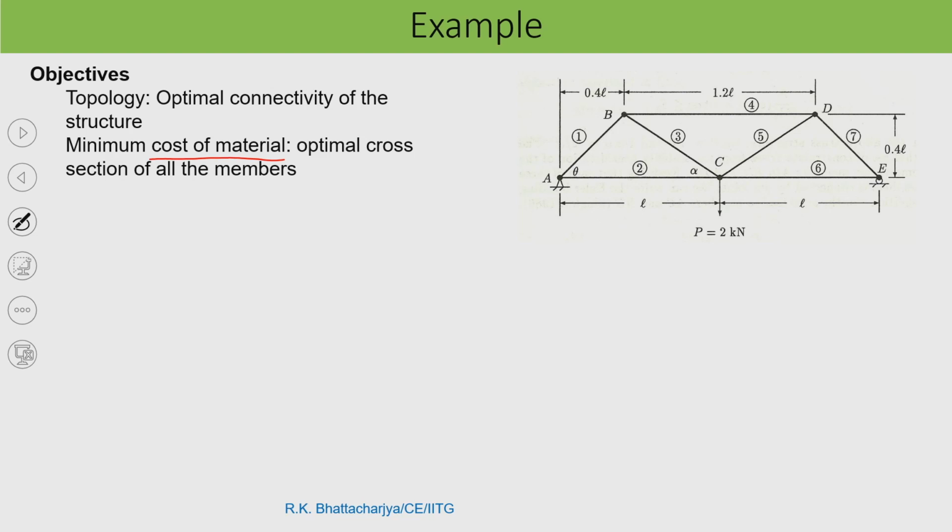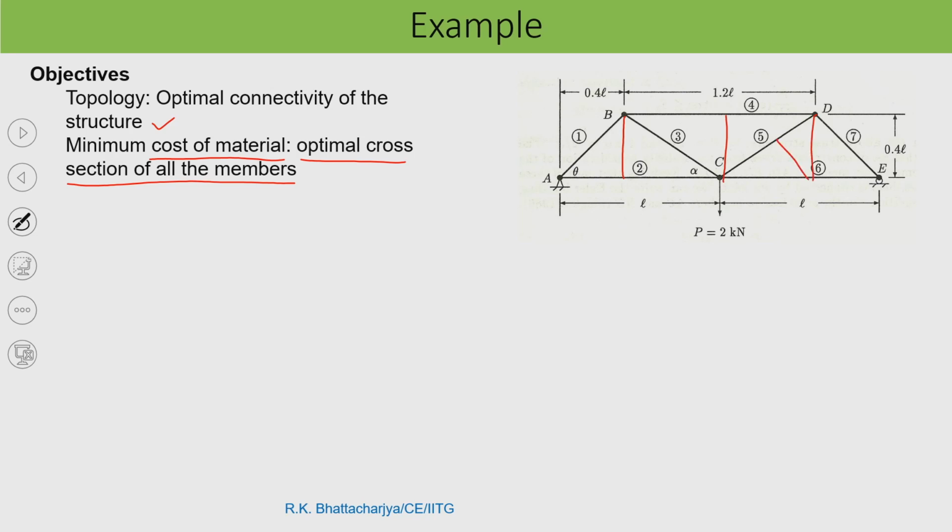Okay. So, minimum cost of material, and we can say that optimal cross section of all members. So, this is another objective. I can have topology optimization, that means I would like to find out optimal connectivity of the structure. So, what does it mean? Suppose there may be other connections here.